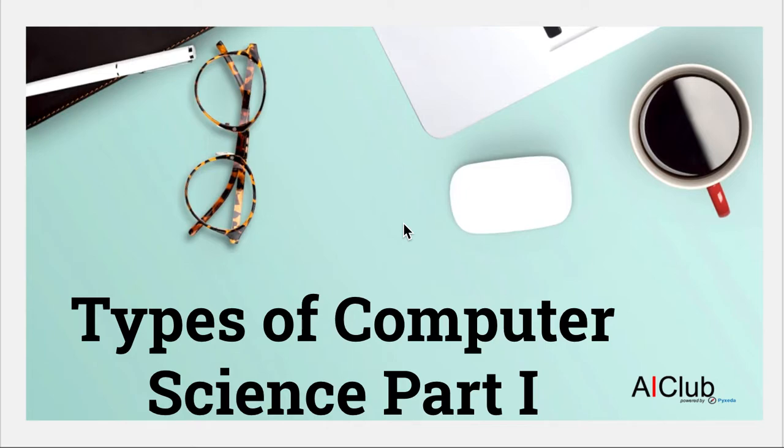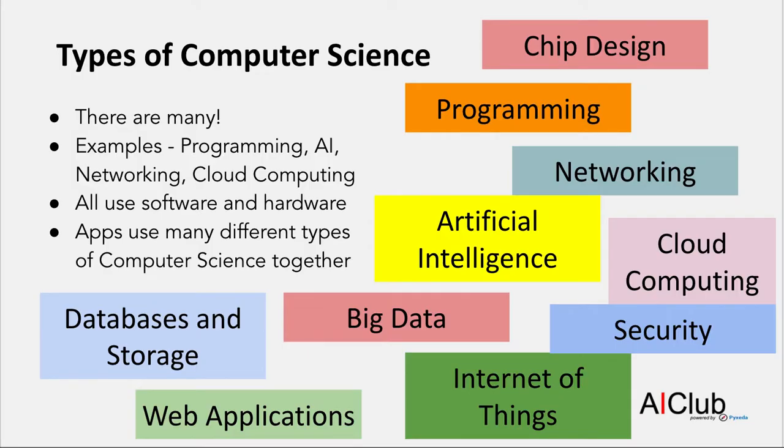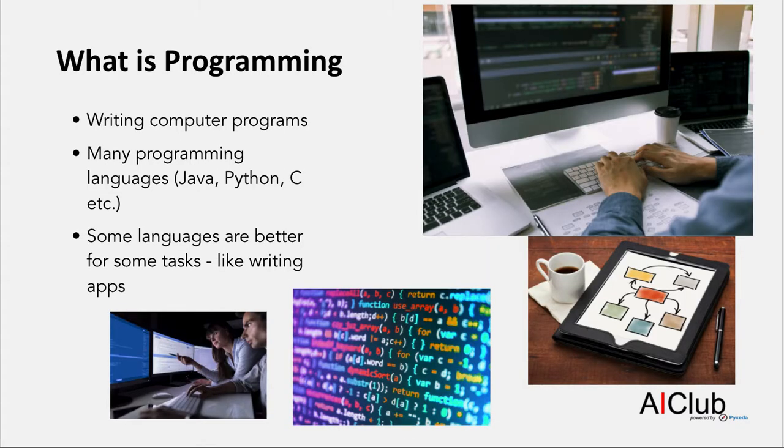Hello! In this video, we are going to talk about different types of computer science. So we've already probably seen in a previous video that there are many different types of computer science, and apps particularly use many of these types of computer science together. In this video, we're going to talk about 4 separate types of computer science, and those are programming, artificial intelligence, networking, and cloud computing. So first of all, what is programming?